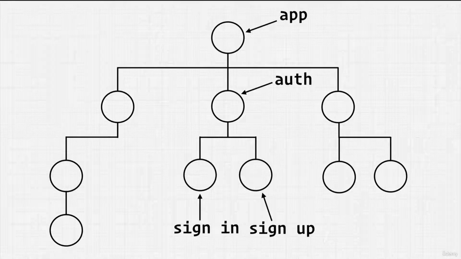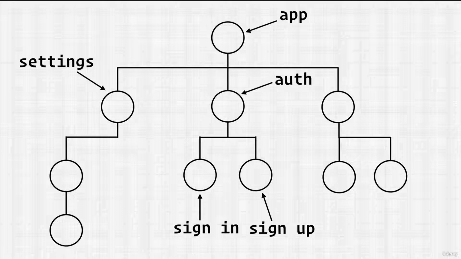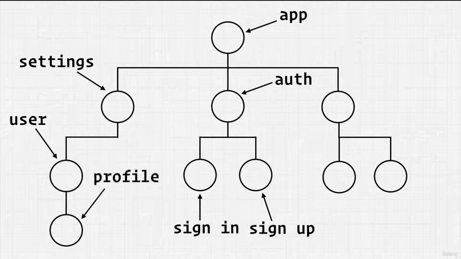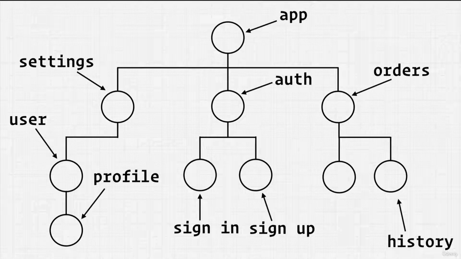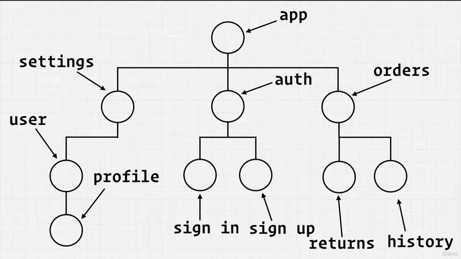Now imagine we had two other routes that were also children of the app, but siblings of auth. On the left, we have some kind of settings page. On the settings page, imagine we had a user page, and within the user, maybe some profile page. Similarly, on the right side, imagine we had an orders page, which kept track of your orders history, but also the returns that that user might have made. So for these routes on the left and the right, the settings and the orders, both of them need access to this user object that you get from your sign-in and your sign-up.